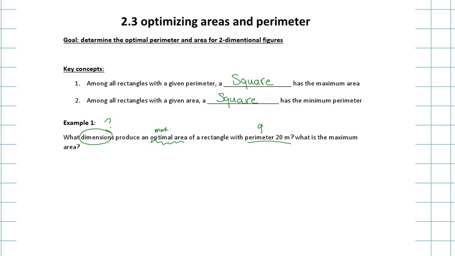So what formula do I start with? The perimeter. Because I know it's a rectangle, it has to be a square. That's the only one that's going to give me a maximum area. So the perimeter is going to be 4 times L. The perimeter is 20. Divide by 4 on both sides, so that's going to be 5 equals L. 5 meters.